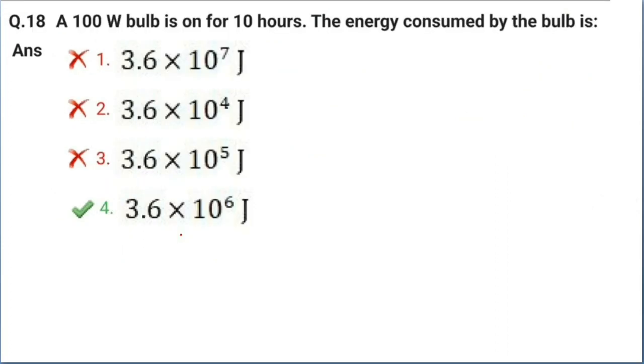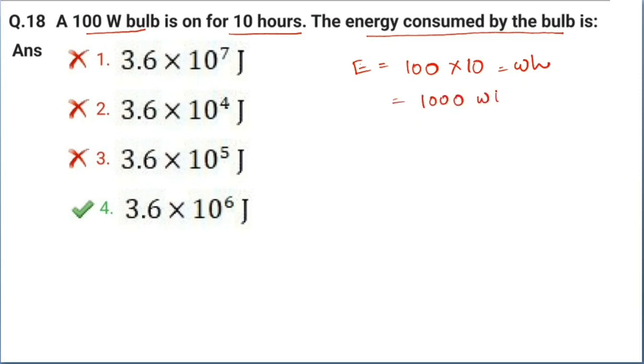Then question number 18. What is given? A 100-watt bulb is on for 10 hours. The energy consumed by the bulb is what? How to calculate energy? Power into time taken. So energy consumed is equal to 100 into 10 watt hour. So this is 1000 watt hour. It is 1 kilowatt hour.